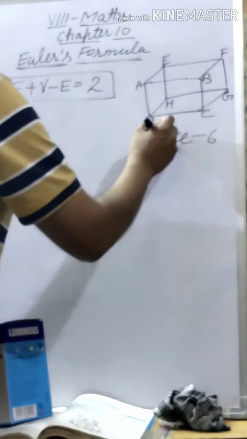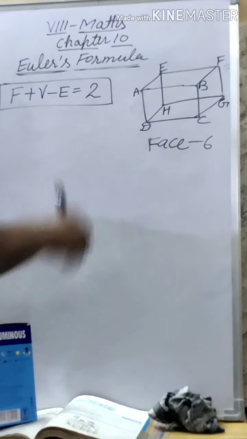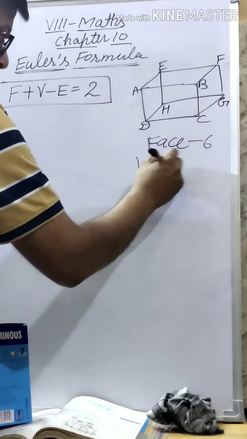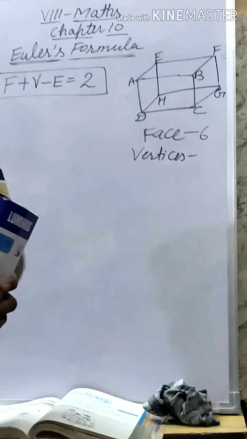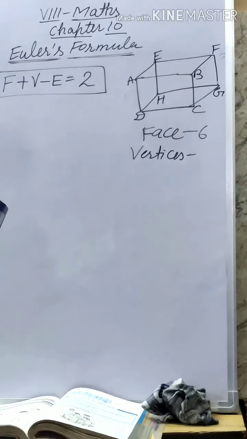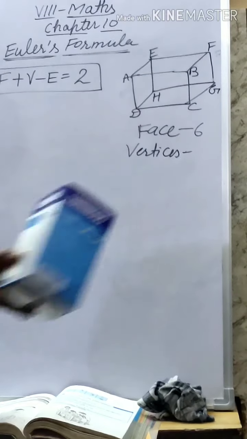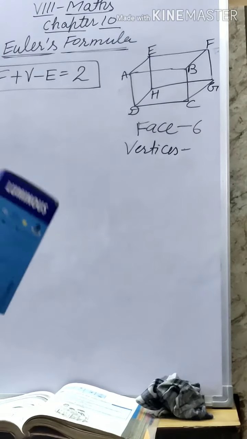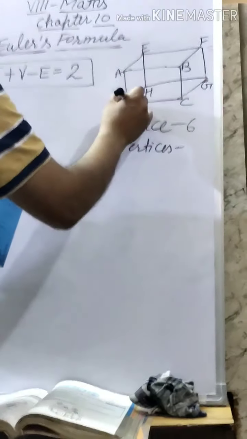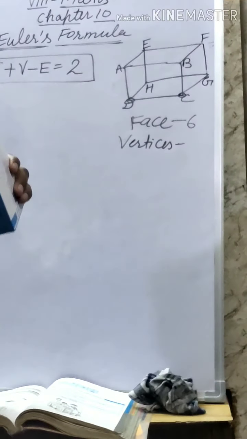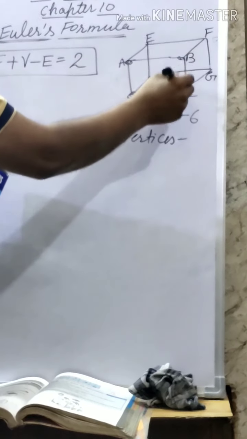So I am taking the example of a cuboid. Now another: vertices. What do you mean by the word vertices? Vertices is the plural of the word vertex. Singular is vertex: if there is only one, you use vertex. If more than one, then you say vertices. So how many vertices are there in this cuboid? Vertices are the corners of this.